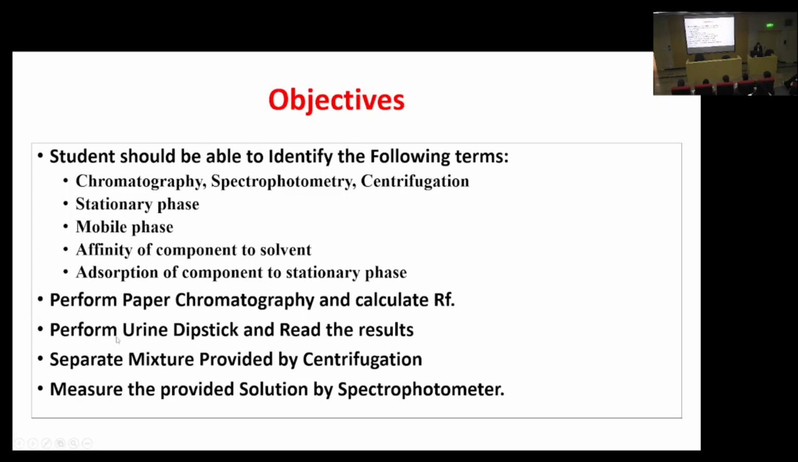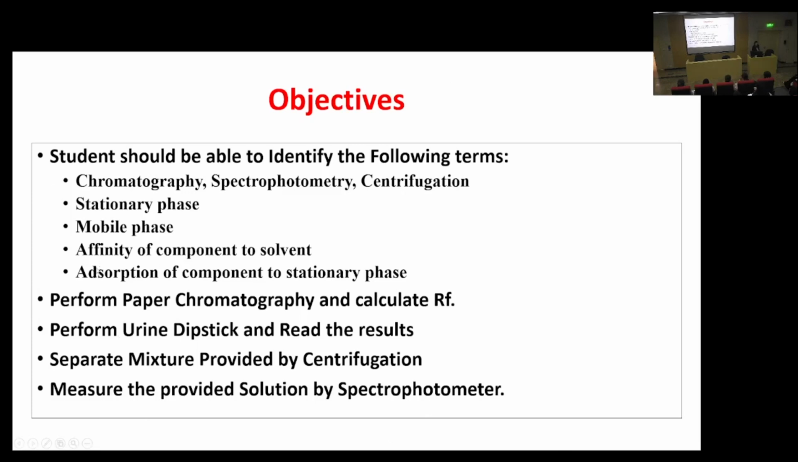Downstairs, you'll also be performing a urine dipstick. You'll be provided with a kit, asked to do it, and then read or interpret the results. You will separate mixtures provided to you by centrifugation. Once again, I am going to go through these processes: chromatography, spectrophotometry, centrifugation. What do they mean? But you will go downstairs and practice these techniques as well, and measure the provided solution by spectrophotometer. This is what you're going to do downstairs.